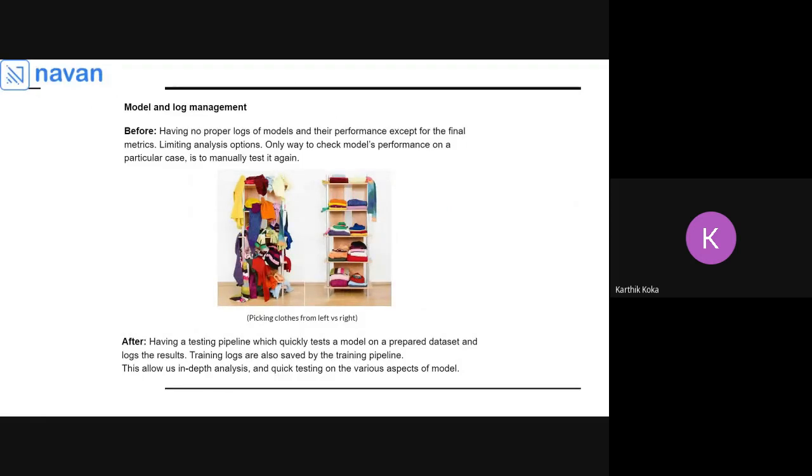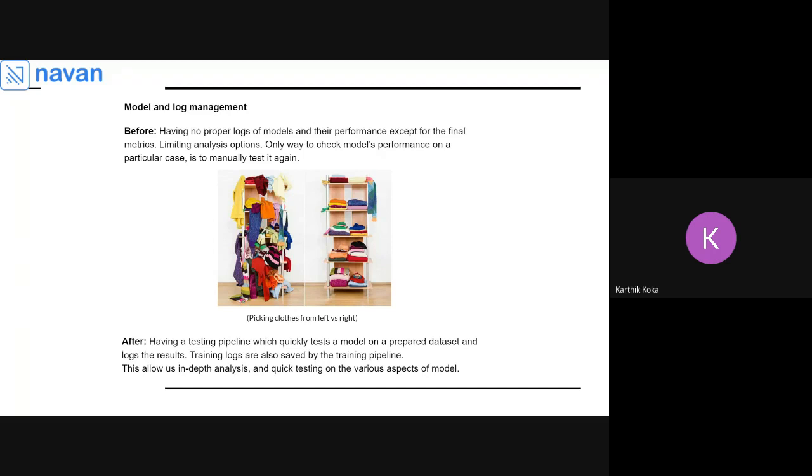The other major change was model log management. Previously, before using MLOps, there were no proper logs for the models. Once the models were trained, we would get the various metrics, the final accuracy values and other metrics, and they would be stored. But other than that, we would have no information on how the model was performing, and if there were any issues with the model, analysis would be very complex and we'd have to test the model multiple times again.